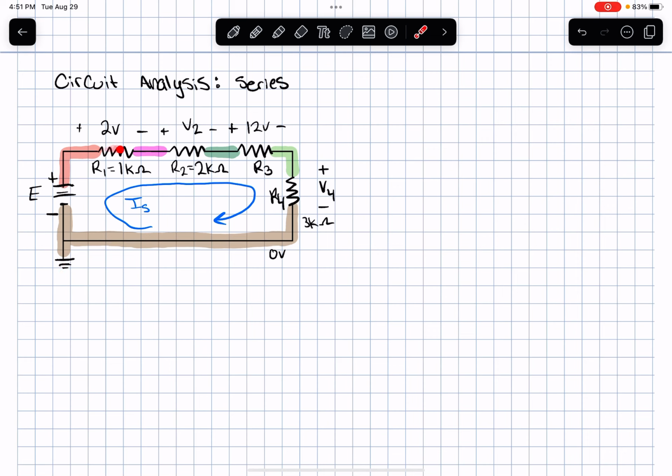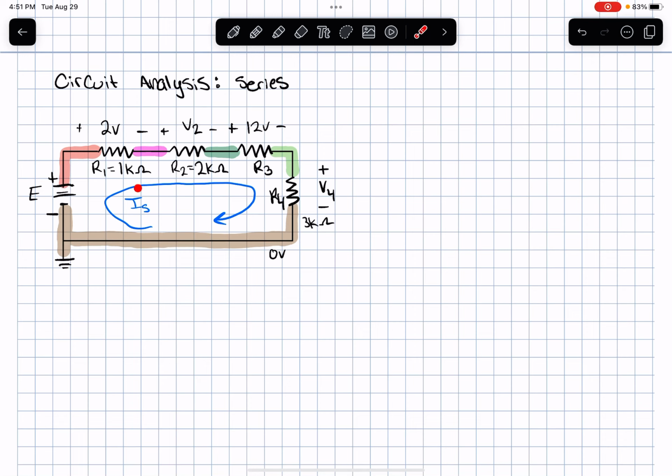Now we see going across this resistor, there's 2 volts. 2 volts drop. The next resistor, we don't know the voltage. Next resistor is 12 volts. Then the next resistor, we don't know the voltage, but we know the resistance. Also for resistor number 2, 2k ohms. Resistor 1 is 1k ohms.